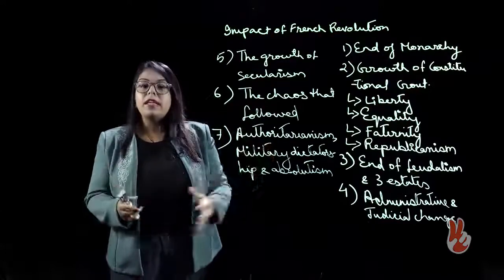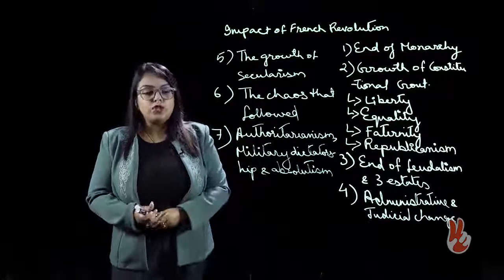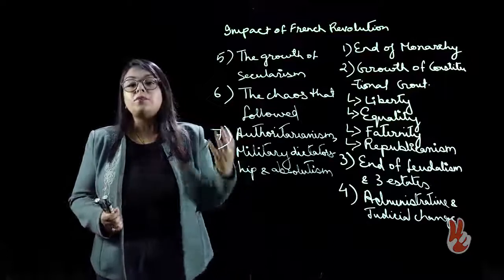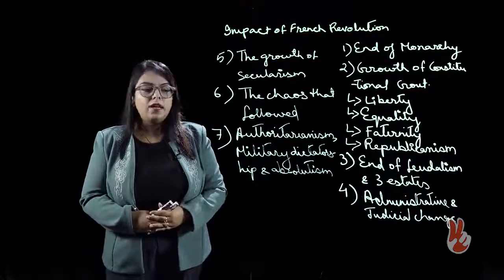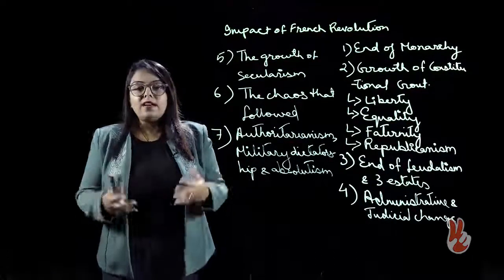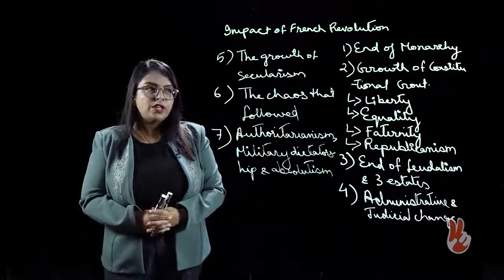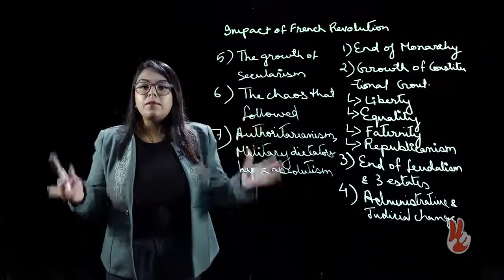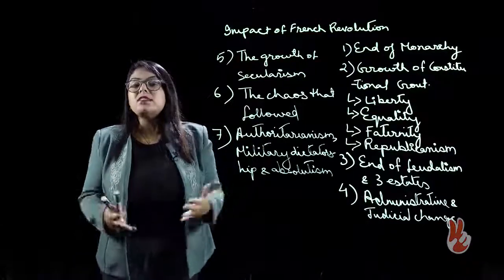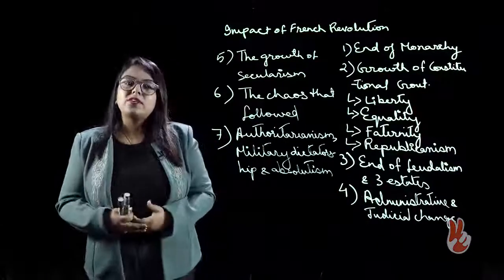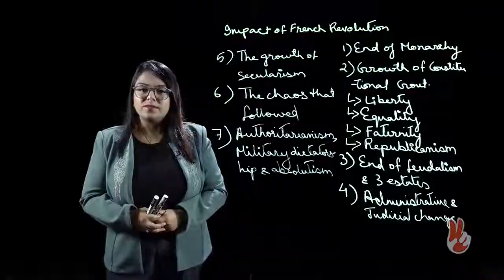This was something that came after the French Revolution, the military dictatorship or absolutism or authoritarianism that developed after the French Revolution. So these were basically the impact of the French Revolution. In the next class, we will talk about the significance of the French Revolution.